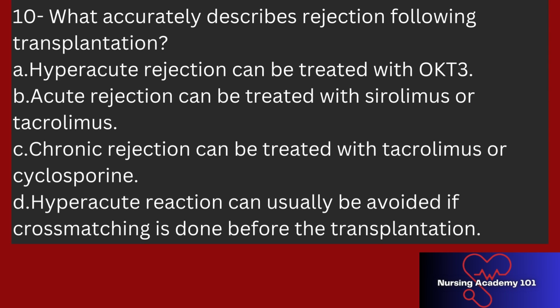A. Hyperacute rejection can be treated with OKT3. B. Acute rejection can be treated with sirolimus or tacrolimus. C. Chronic rejection can be treated with tacrolimus or cyclosporin. D. Hyperacute reaction can usually be avoided if cross-matching is done before the transplantation. The answer is D. Hyperacute reaction can usually be avoided if cross-matching is done before the transplantation.